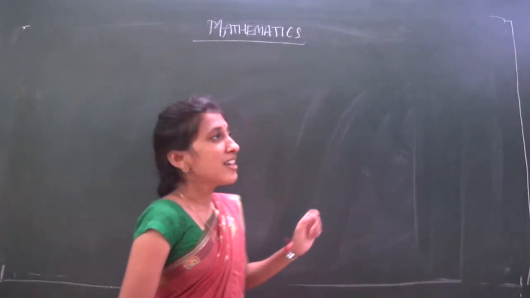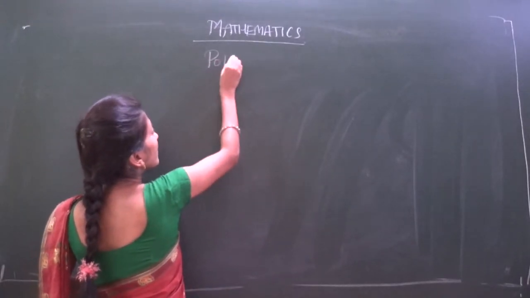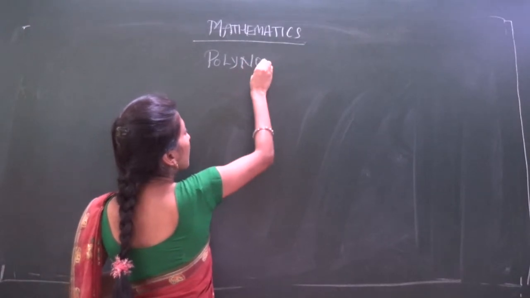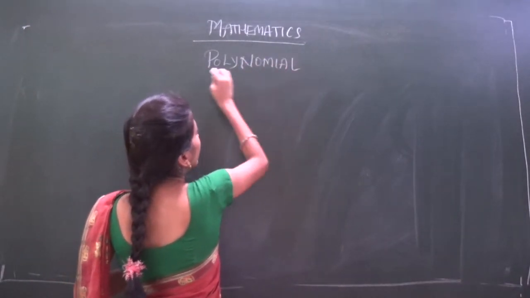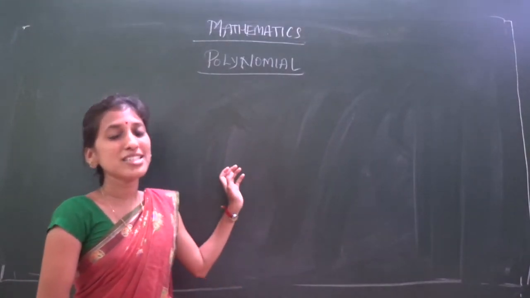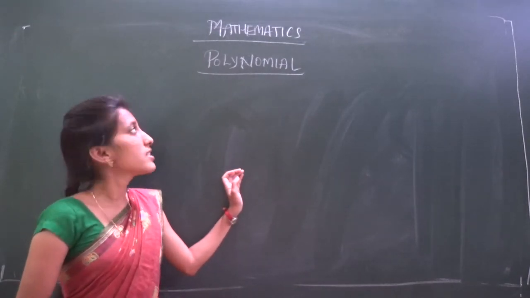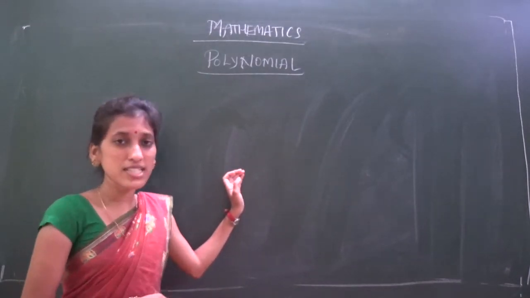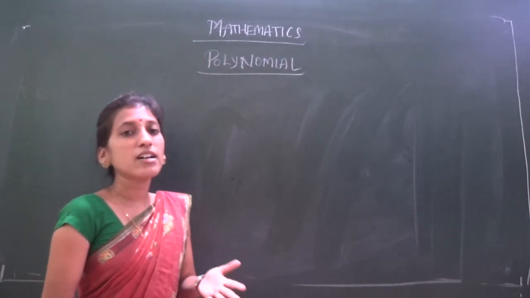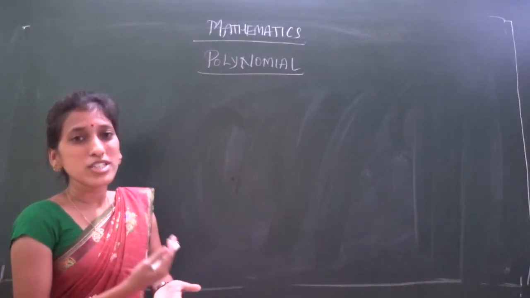Okay, here I came with a new topic, and you are all familiar with the topic name, that is polynomial. You have already studied this chapter in the previous year's class, that is in 9th class, where we studied very basic things about polynomials, and you know what kinds of polynomials there are. So what is a monomial?